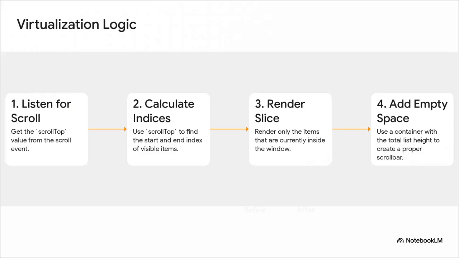It's this really clever four-step dance. First, you listen for every time the user scrolls to see how far down they are. Then, using that number, you calculate which items should be visible. Step 3, you render only that little slice of your data. And then step 4, and this is the real magic, you create a giant, empty container that's as tall as the entire 1 million item list would be. That's what gives you the correctly sized scroll bar.